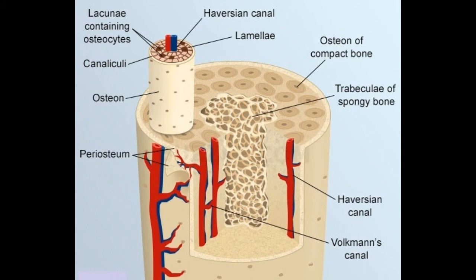Zygomatic bone. The zygomatic bone is also known as the cheekbone or malar bone. There are 2 such bones, one on each side of the face, forming the prominence of the cheek. It is one of the many bones that form the walls of the orbital cavity. Nasal bone. The nasal bones are 2 in number and together form the bridge of the nose. These are 2 oblique bones and their size varies in different individuals.